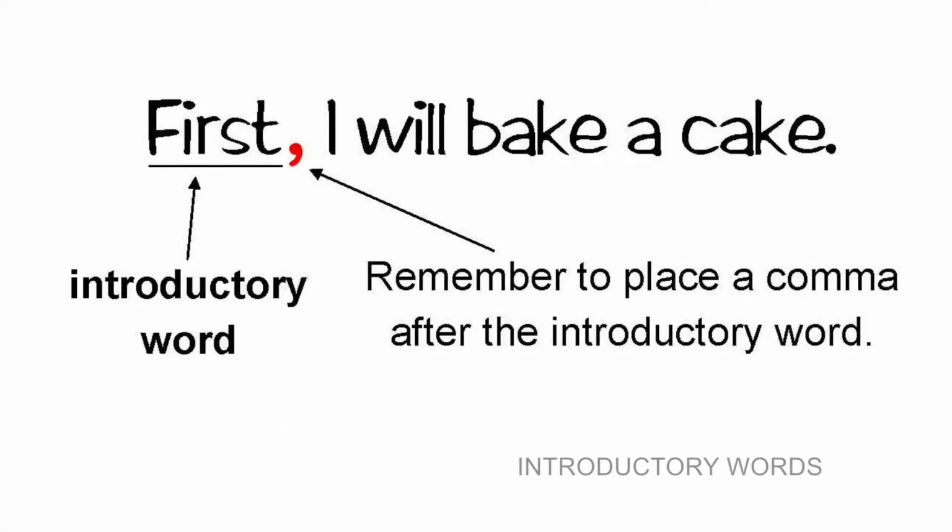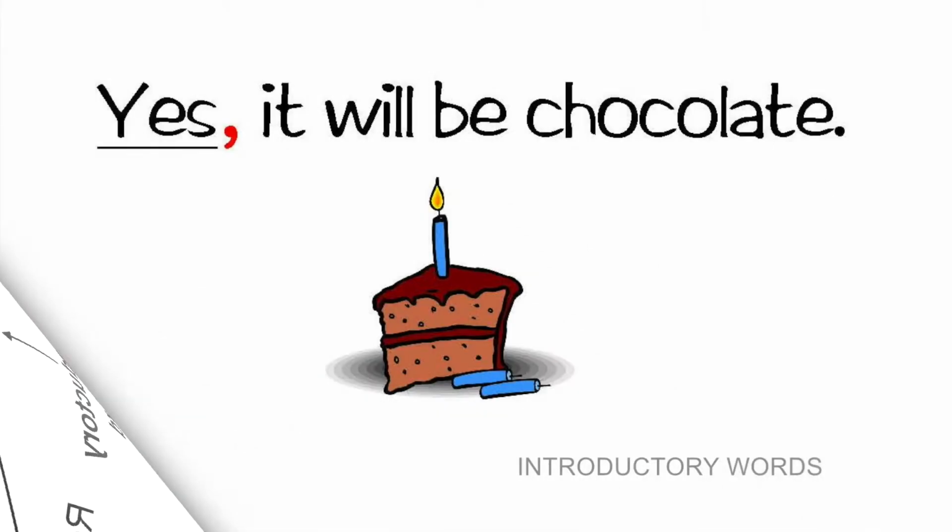Here's an example in a sentence. First, I will bake a cake. Notice the introductory word, and remember to put a comma following the introductory word in the sentence. Another example is yes, comma, it will be chocolate. Notice that yes is capitalized, but do not capitalize the first letter following the comma.